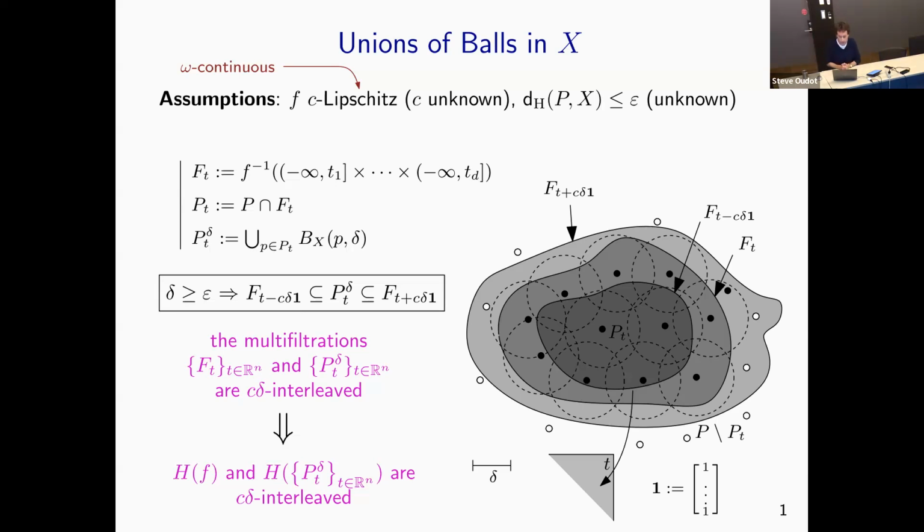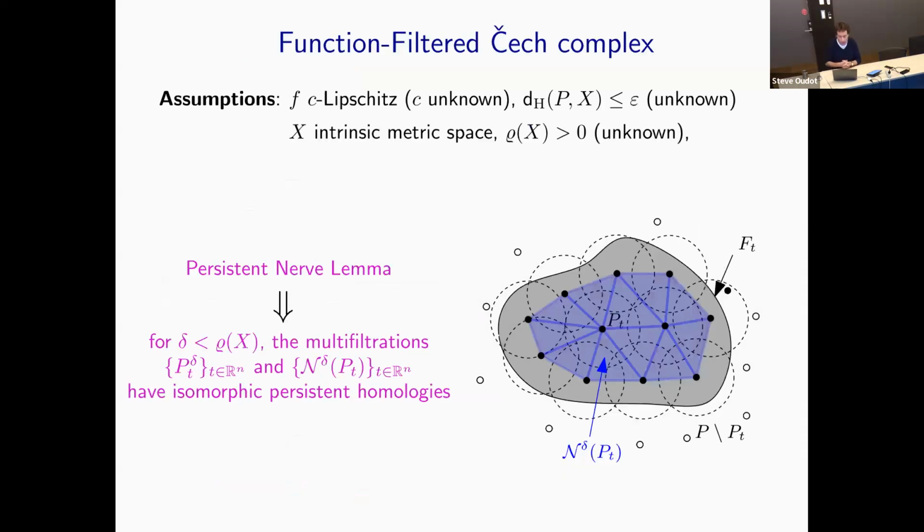Okay, but of course in practice, it's difficult to compute a union of balls, especially if you deal with general metric spaces. So a good idea to proceed forward from there would be to go from unions of balls to their nerve. Okay, so the idea here would be to replace the union of balls that you see on the right-hand side by its nerve complex, the Čech complex. And now if you take your delta to be within a decent range, where the range would be at least delta smaller, strictly speaking, than the convexity radius of the space. So here I'm making a regularity assumption on the space. So this is where I'm starting to put some regularity conditions on the space.